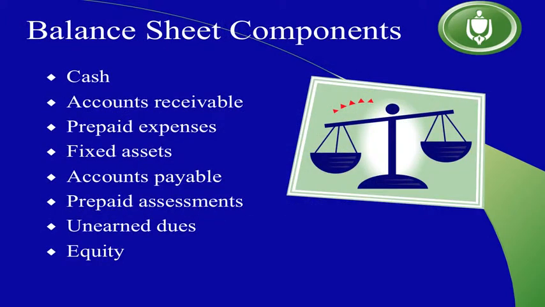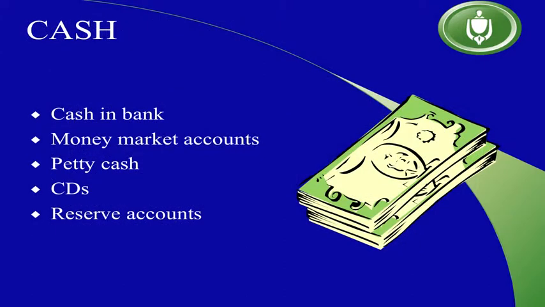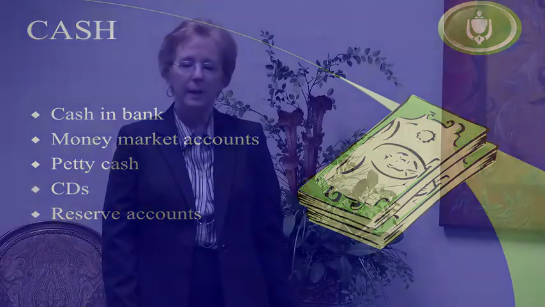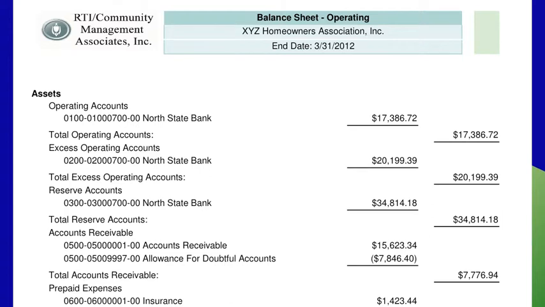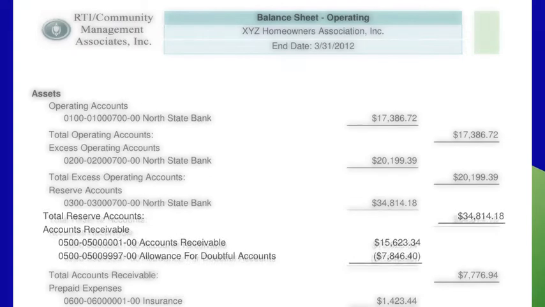This represents all the various cash accounts that the association may have. This could be your operating account, money market account, petty cash fund, certificates of deposit, or possibly other investments. If the association is setting aside money for future major repairs and replacements, then those funds are generally segregated into a separate bank account, which is designated as a reserve account.